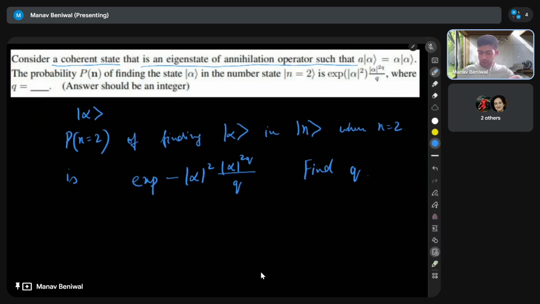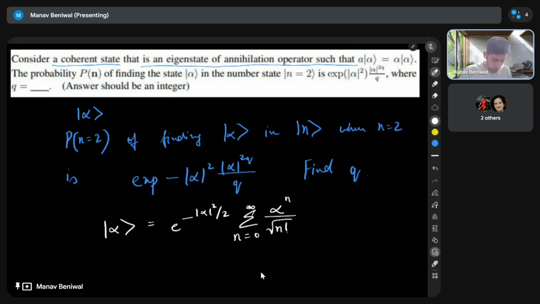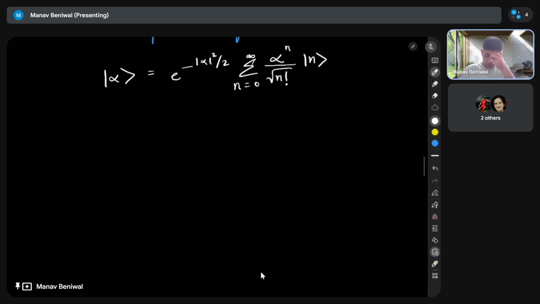Now in terms of this number state n, this was discussed in the previous lectures, we can write alpha in terms of n as a summation, right? n equals 0 to infinity, alpha to the power n divided by under root n factorial, and the nth state. So this is what we have now.